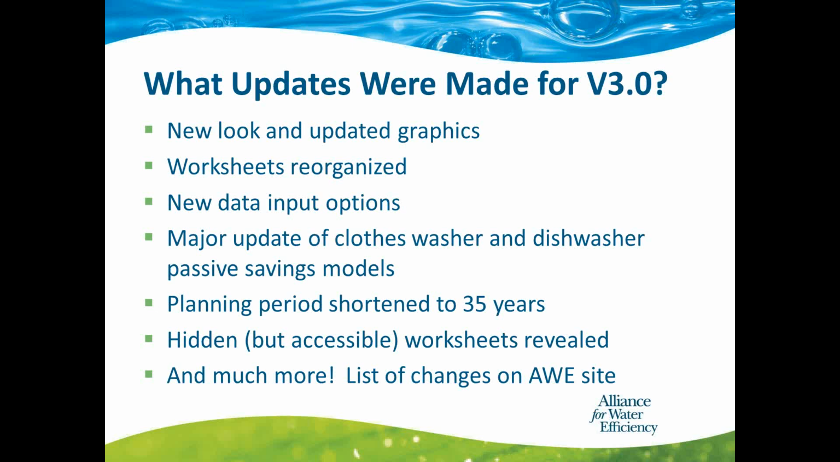We also shortened the planning period to 35 years. And in previous versions of the tracking tool, there were some hidden worksheets. They were always accessible, but we hid them, and the user had to right-click and unhide them, for example. So all of those worksheets have been revealed and have been brought to the forefront. And there were a lot more changes. We have a complete list on the AWE website, and I'll show you where that is after the presentation.